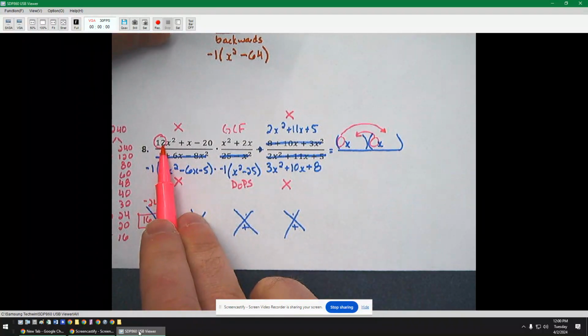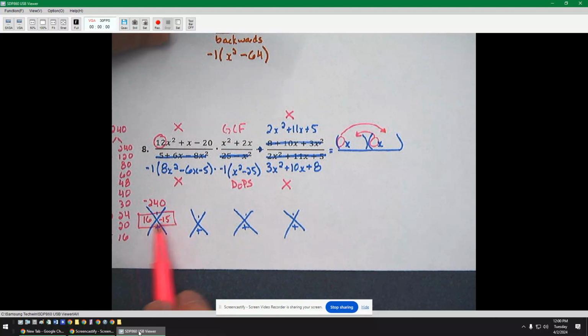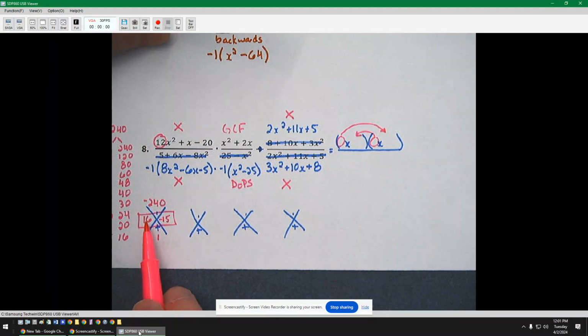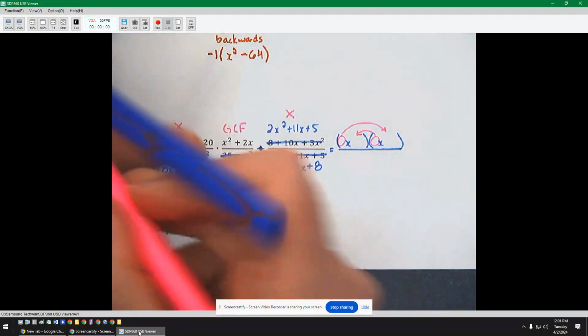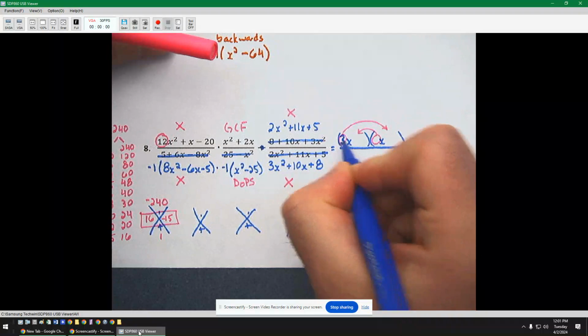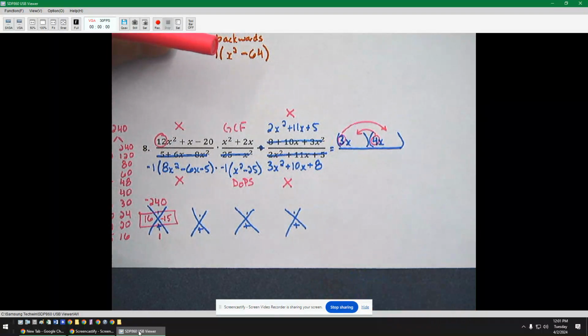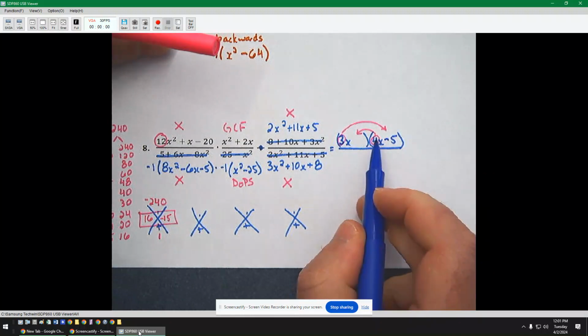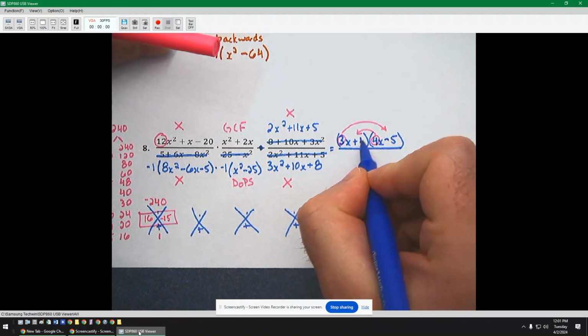So let's see, 12 could be 12 and 1. No, that doesn't work. It could be 2 and 6. 2 could make this, but 6 can't make that, or vice versa. So it's got to be 3 and 4. So this is going to be a 3. This is going to be a 4. I'll use the 3 to make the negative 15, so that's a negative 5. I'll use the 4 to make the 16, so that's positive 4.